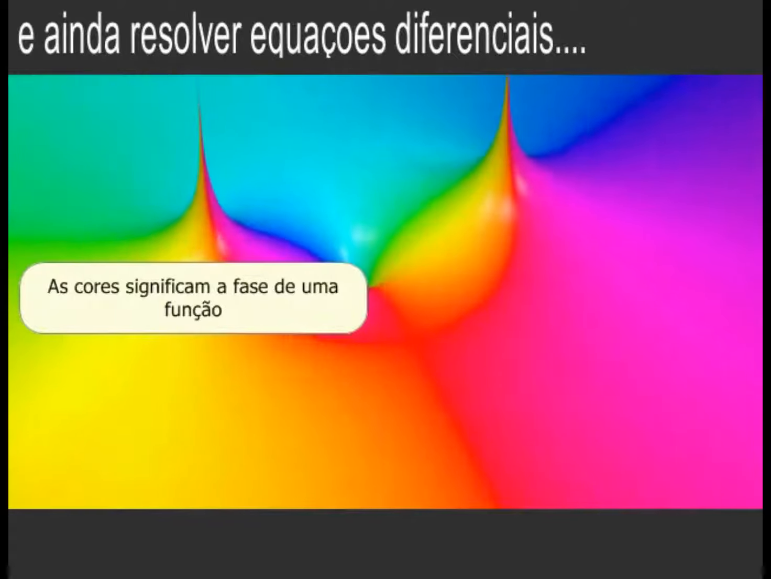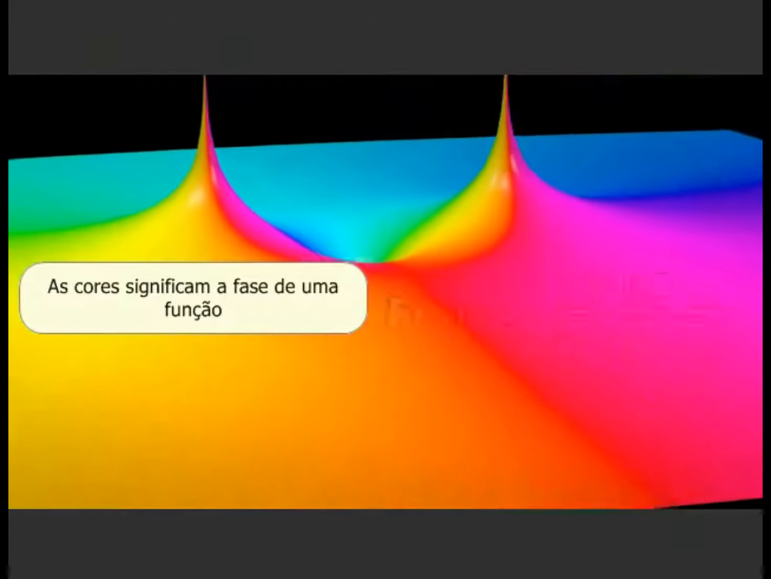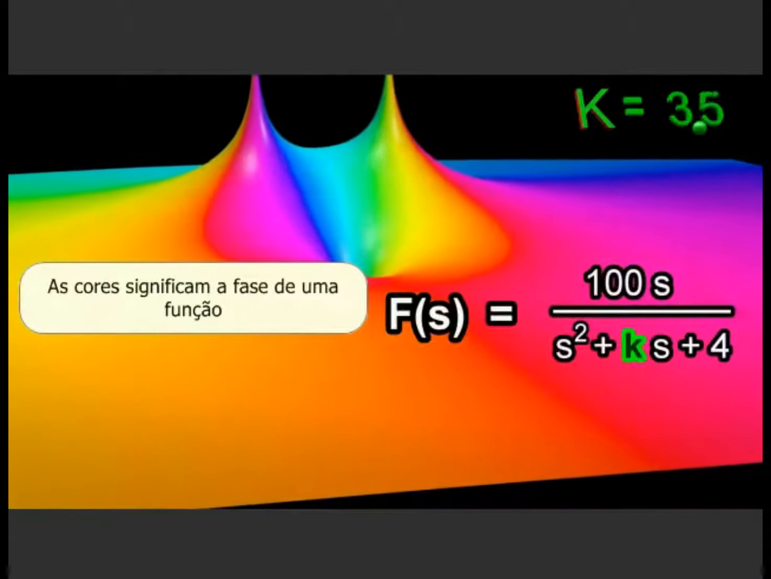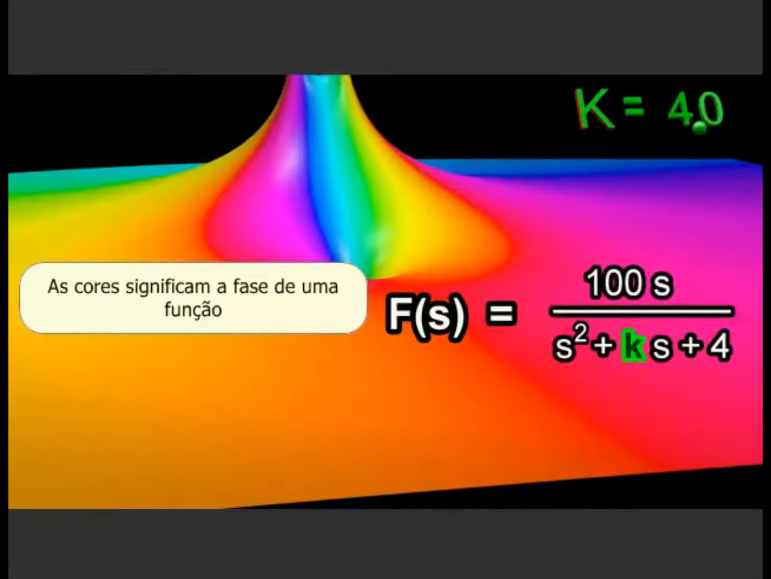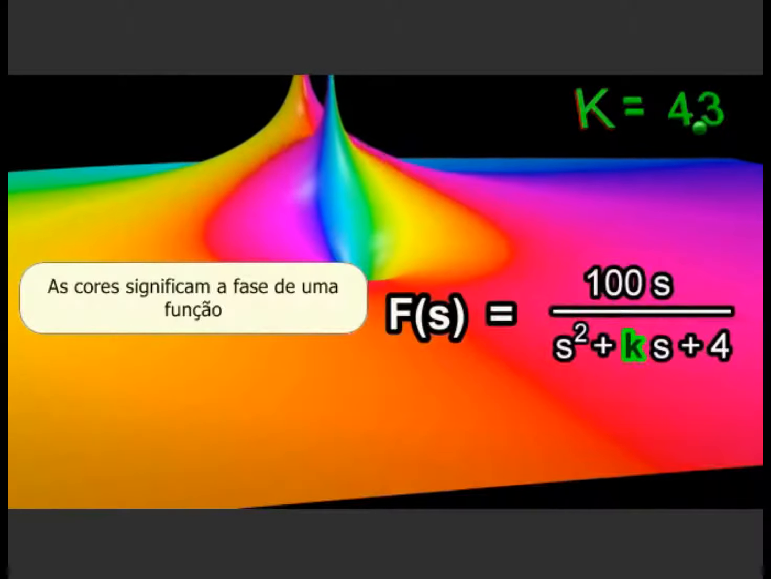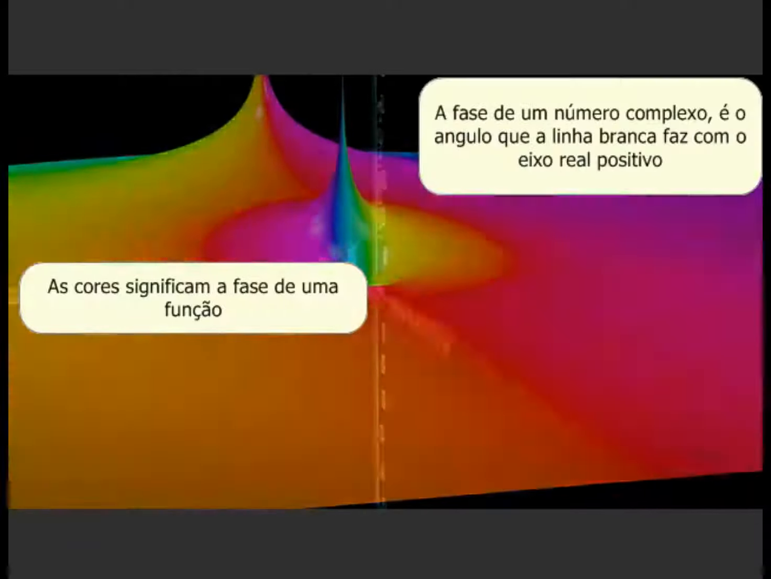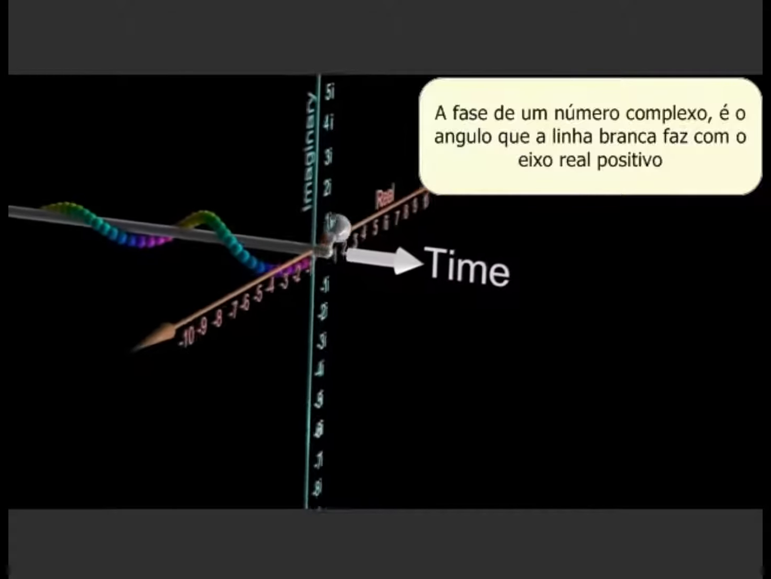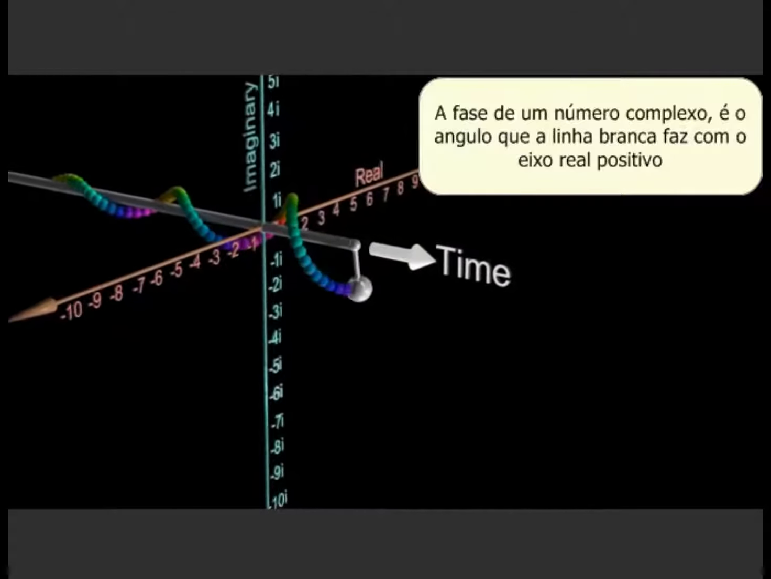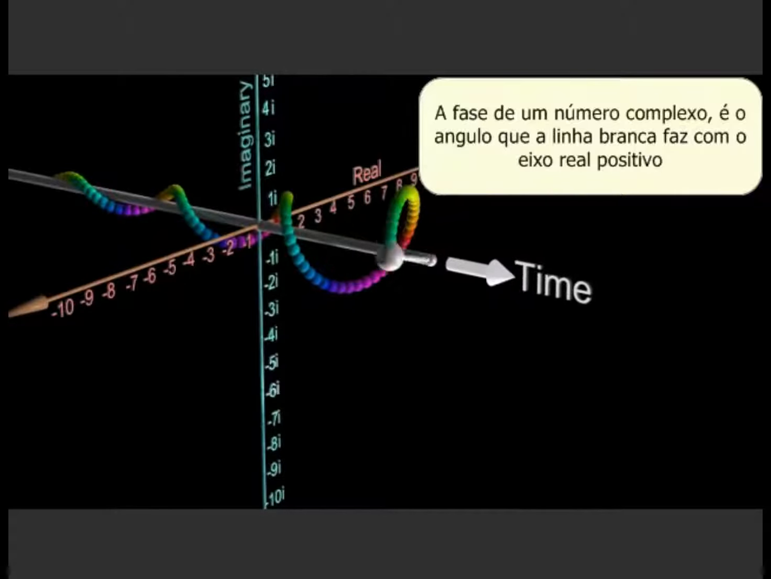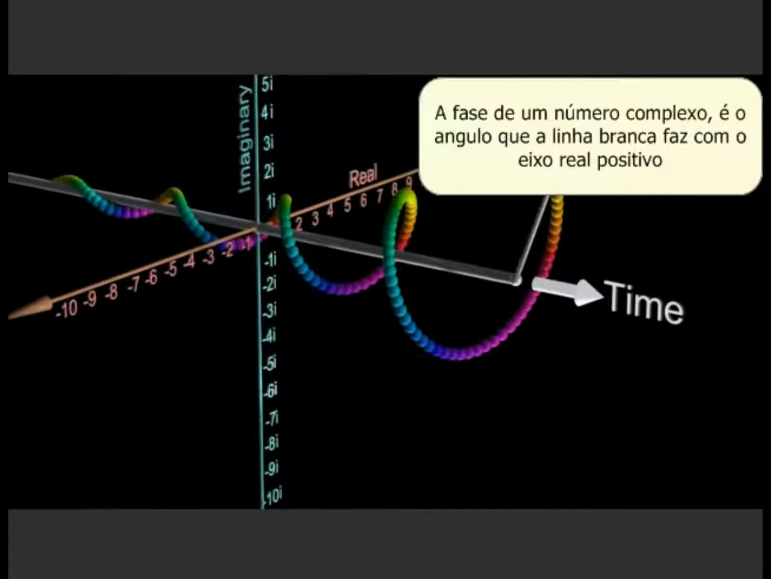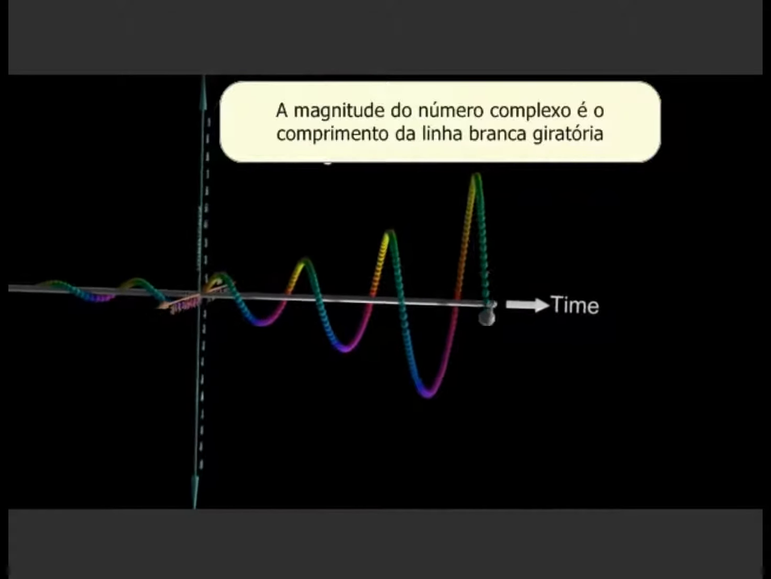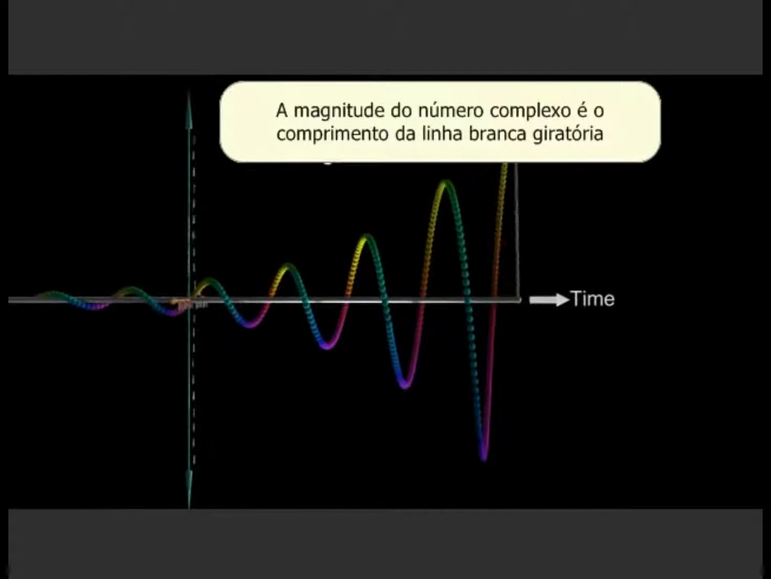Throughout this video, the color signifies the phase of a function. The phase of a complex number is the angle that the rotating white line makes with the positive real axis. The magnitude of a complex number is the length of the rotating white line.